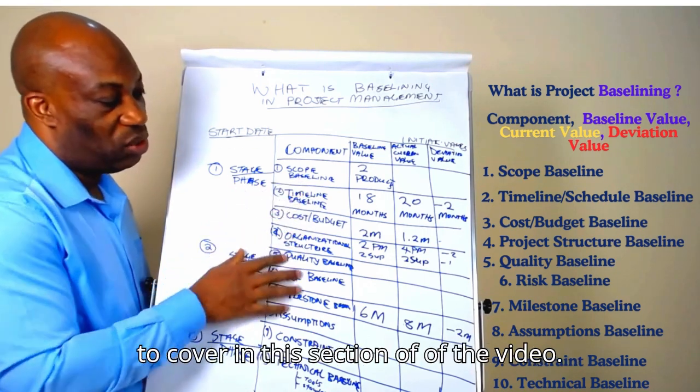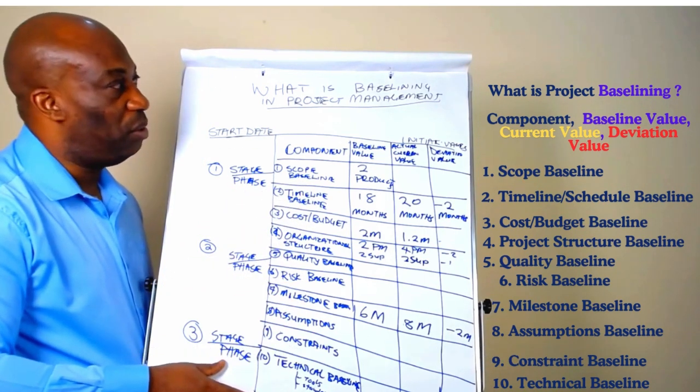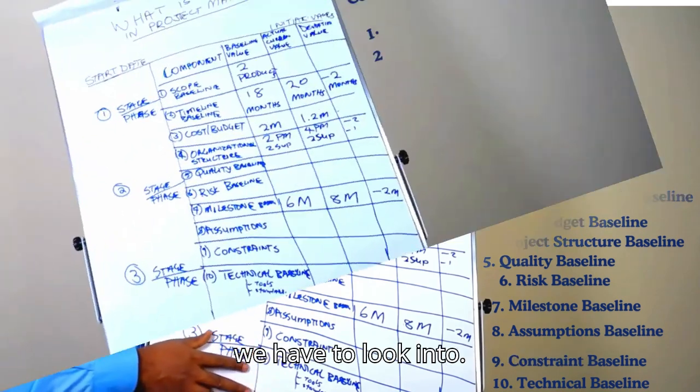So this is what I wanted to cover in this section of the video. In summary, there are 10 components that we have to look into.